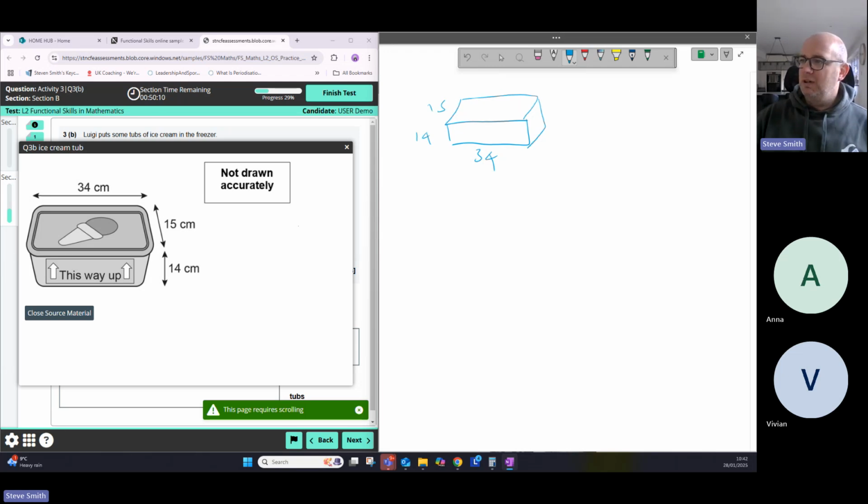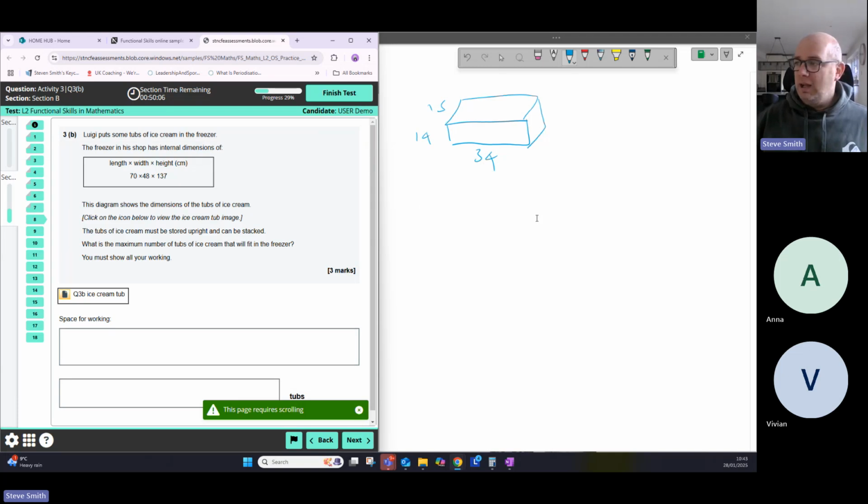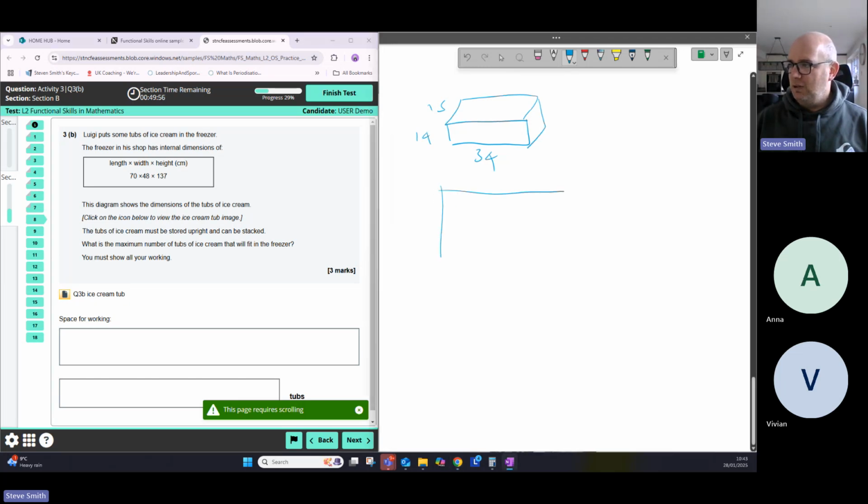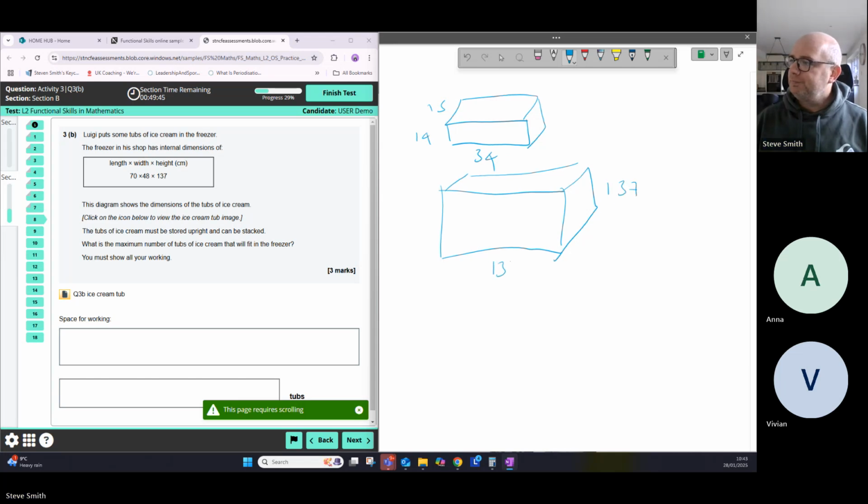Right, so we know each ice cream tub is there. It's a bit like the question with the candles on the other paper. I think we've had a shipping container where you see how many containers fit in a ship. So the freezer is 137 high, 70 in length and 48 along there.